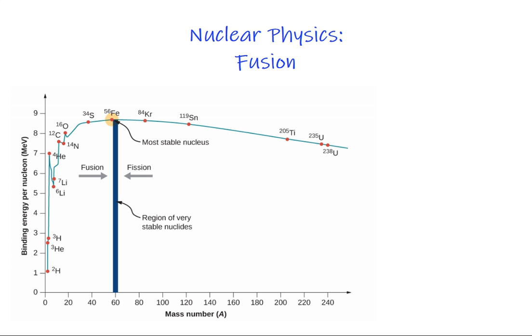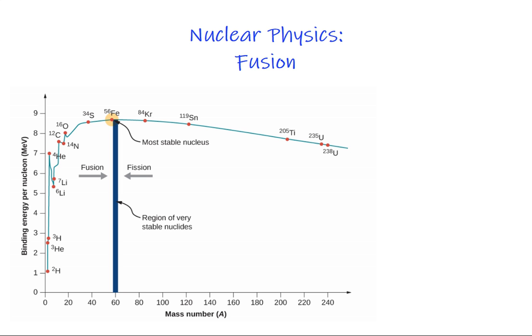Now, what we see in this, as we looked at very briefly before, is that iron-56, this isotope of iron, is considered to be the most stable nucleus. Although we have a small region of plus or minus 60 for our mass number, that is considered to be the Goldilocks point, or the just right size for a nucleus.